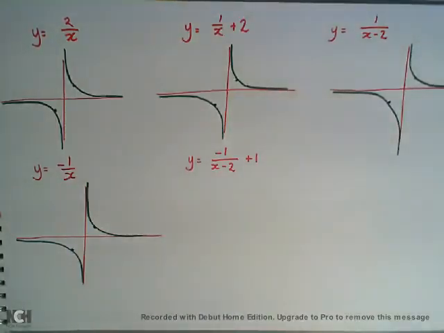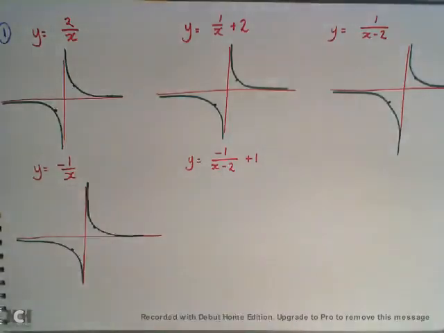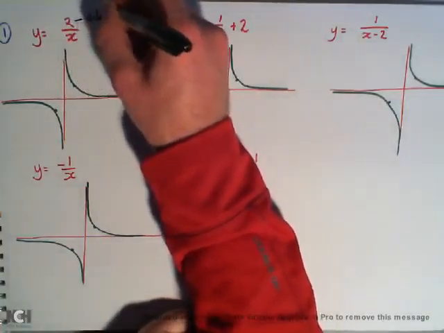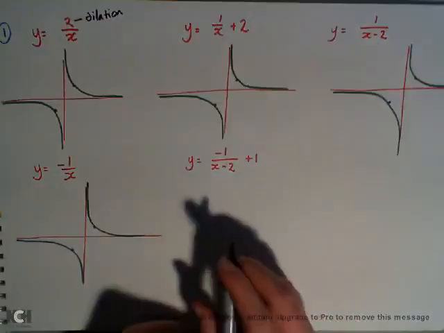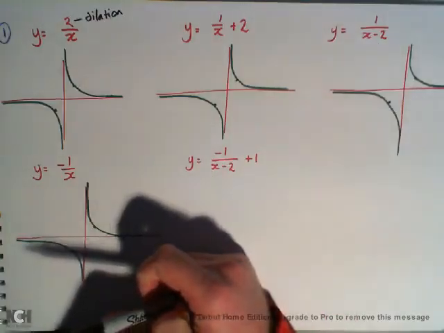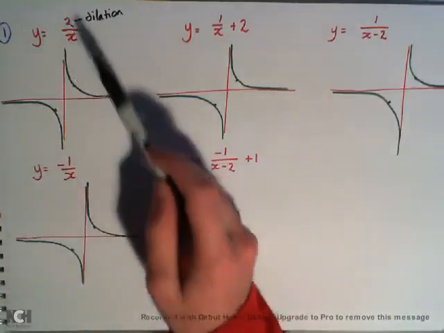Okay, in this video I'm just going to go through a couple of examples on the hyperbola. Now, first one, okay, we've got y equals 2 on x. So we've actually got a dilation of factor 2. Okay, so in green I've already drawn the y equals 1 on x. Now we're just going to have a look at what happens when we have 2 on x.